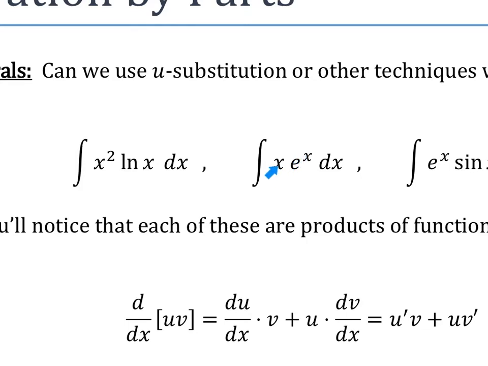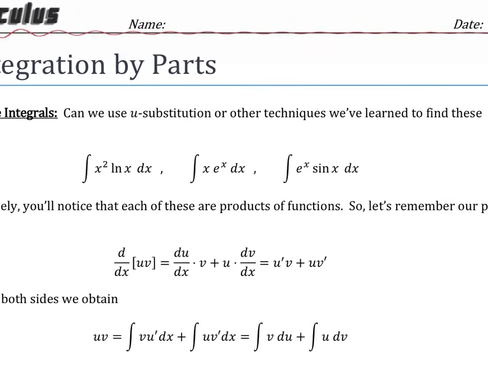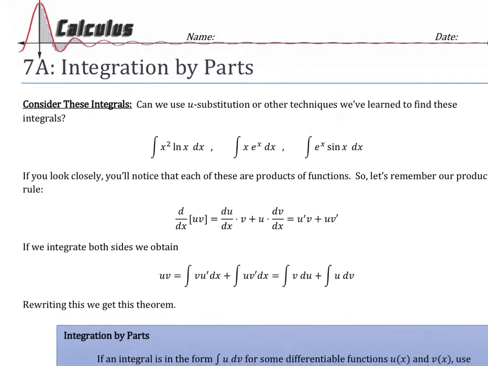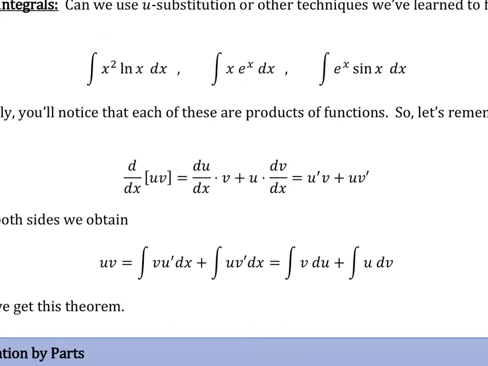We could say u is x, but we just kind of end up right back where we started. Similar idea here. Sine of x by itself is no problem. e to the x is no problem. But multiply them together, and we have problems. All right? So we can't really integrate those. Now, if we look close, we notice that these are products of functions. So we've got x squared and natural log of x. They're products. Okay? So let's think about the product rule.